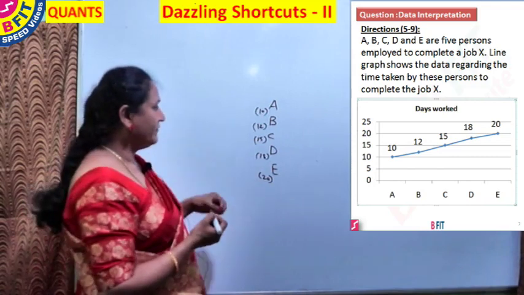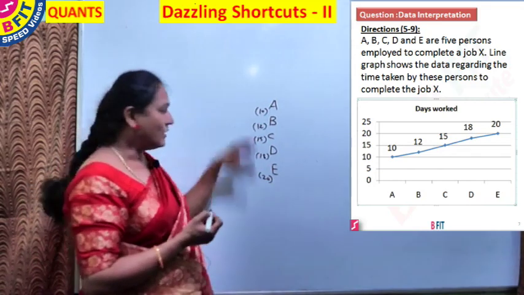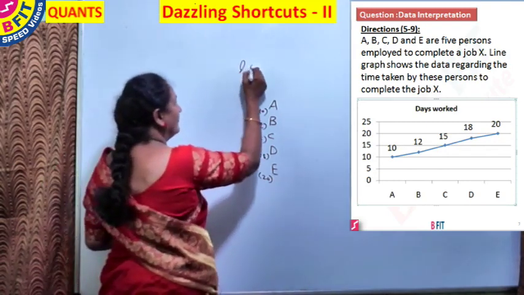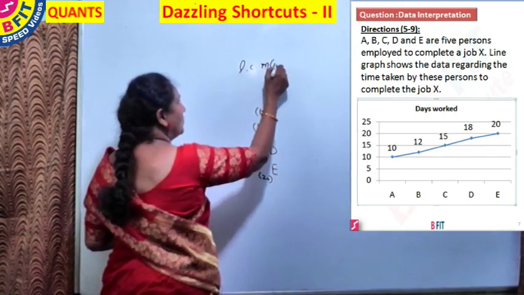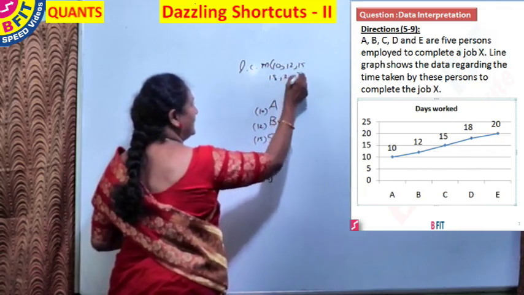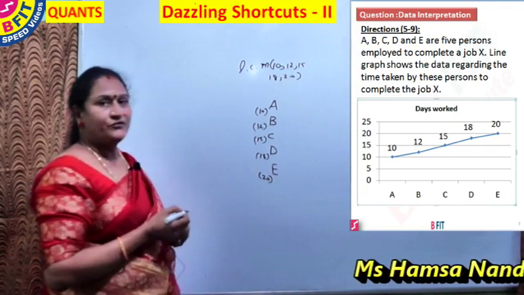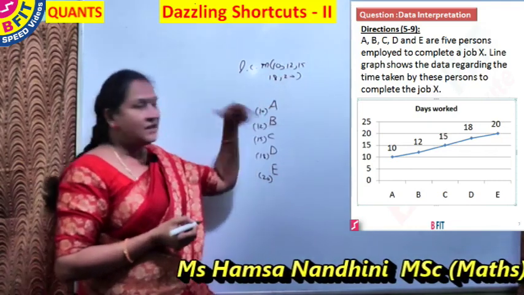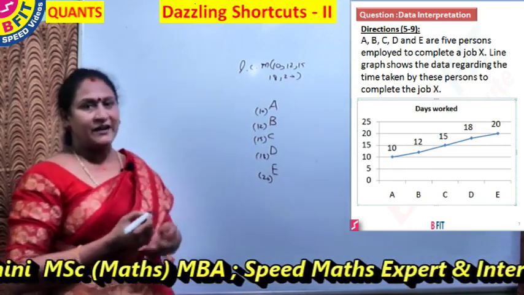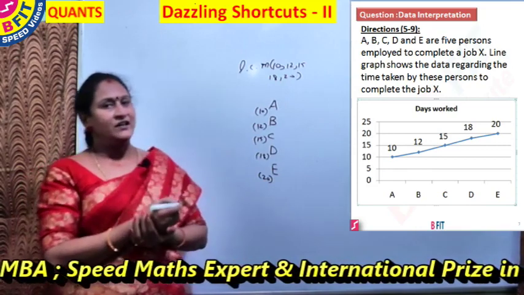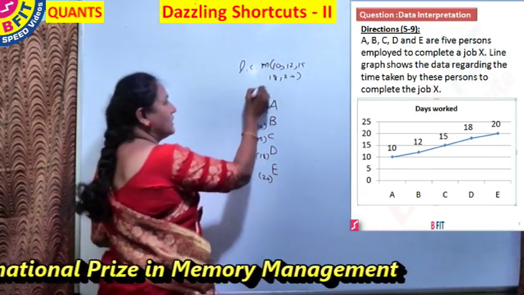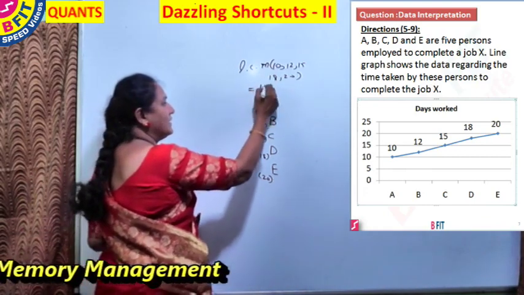To proceed, we'll take the LCM of all these times taken as assumed work. So LCM of 10, 12, 15, 18 and 20. To find the LCM, take the higher number, check the multiples of that number, and see whether the other numbers are factors. In this way we can find the LCM, as you would have seen in earlier topics. Now the LCM for all these numbers is 180.